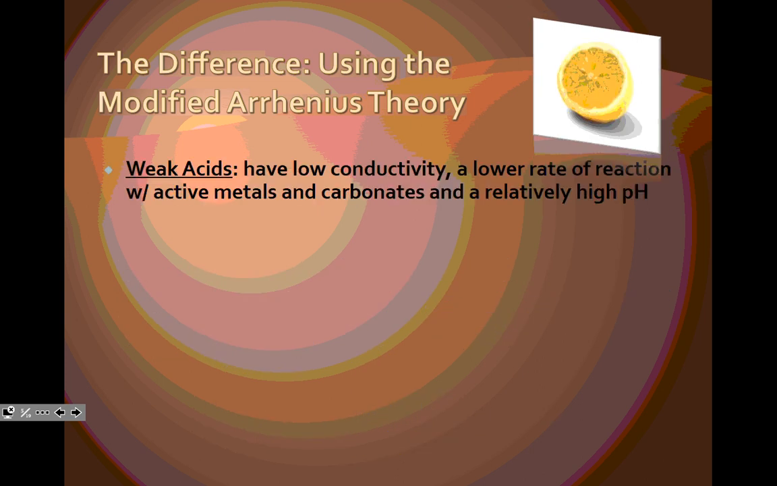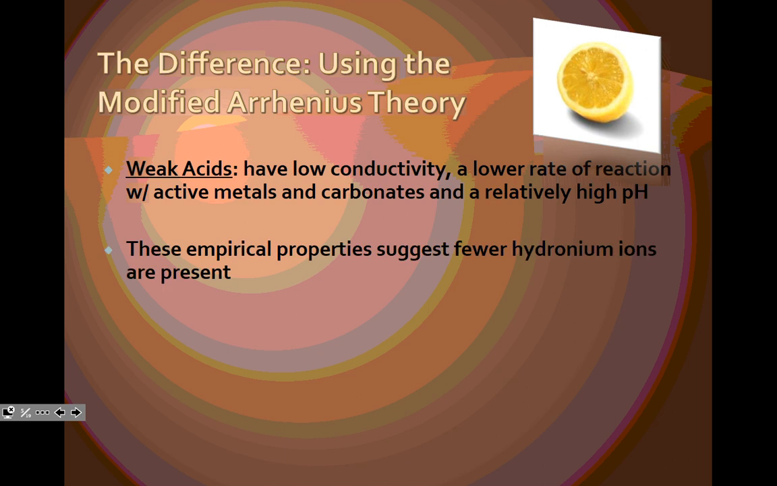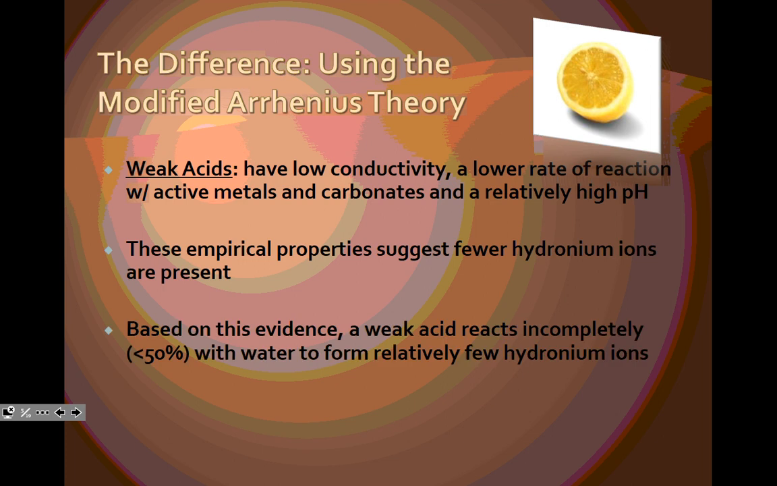Okay, so let's take a look at weak acids on the other hand. Empirically, they have low conductivity, a lower rate of reaction with active metals and carbonates, and a relatively high pH. Relatively high pH is like 3. It's not like 10, because that would be a base, right? So even a 3 compared to a 1 is low. Low in terms of acidity, higher number in terms of pH. These empirical properties suggest that there are fewer hydronium ions present, and why? It's because, based on the empirical data, the chemistry says that a weak acid reacts incompletely, kiddos. So it's actually going to react less than 50% of the time with water to form hydronium ions.